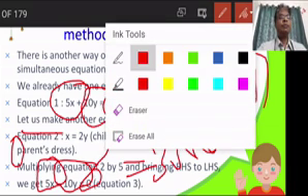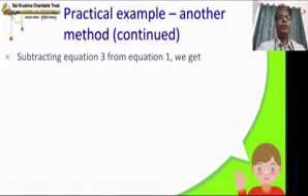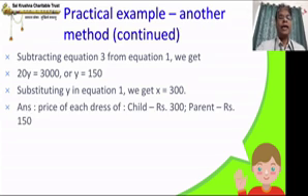So let's go to the next page. I will remove all these things. So subtracting, I have written the same, y equal to 150. Substituting y in equation 1, or we can substitute in equation 2 also. All these things you will learn in the next class in 10th standard. We get x equal to 300. So the answer is child's dress is 300 rupees. Parent's dress is 150. So this requirement we have met now. So child's dress is twice the value of parent's dress.